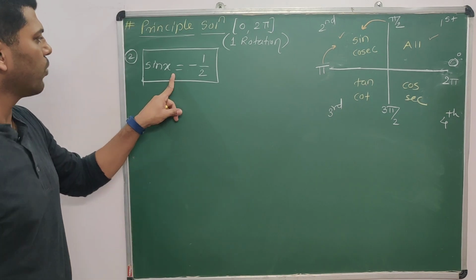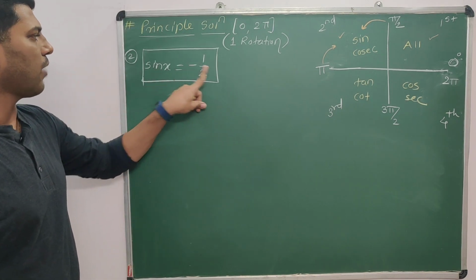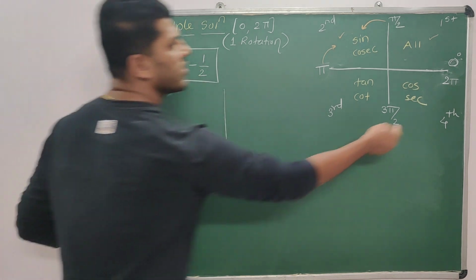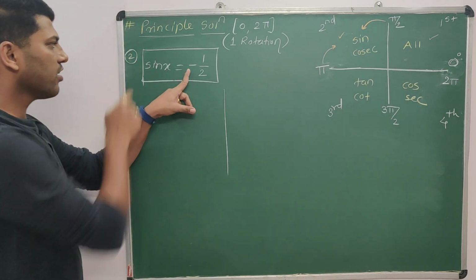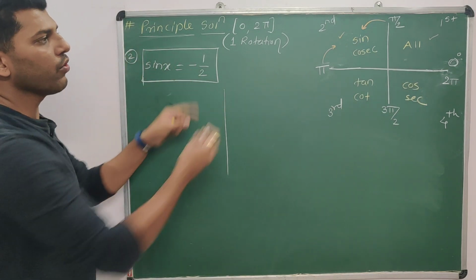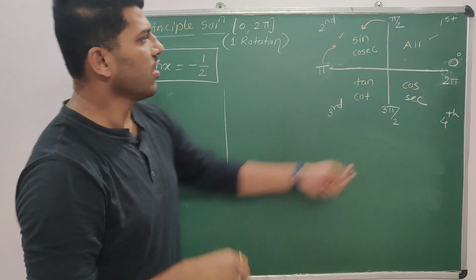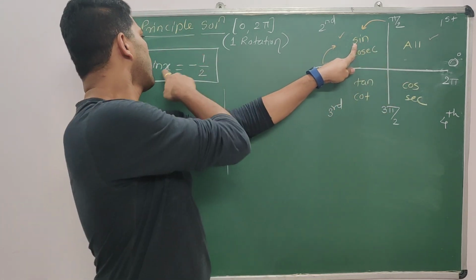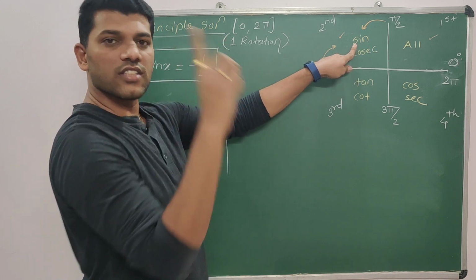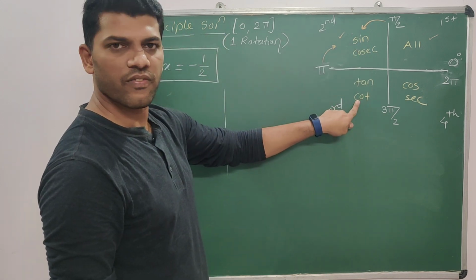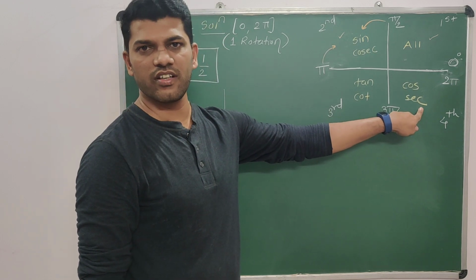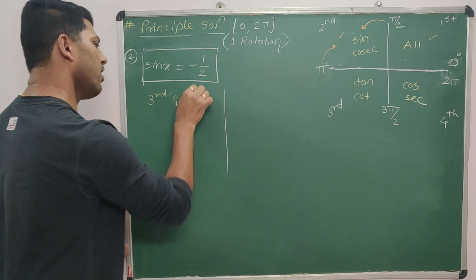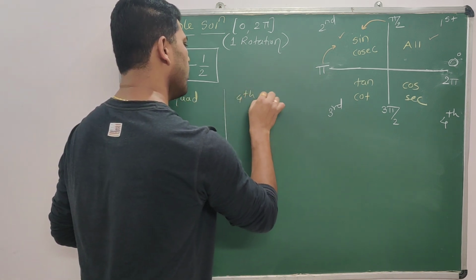Now let's consider one more example: sin x equal to minus half. Please note down, we are finding a principal solution which lies in first quadrant. See, here the sine value is negative. Now you tell me where the sine is negative. Sine is positive in first quadrant. It is positive in second quadrant. Please observe, sine is negative here. Sine is negative in third and fourth quadrant. Correct? Means one solution lies in third quadrant and another solution lies in fourth quadrant.